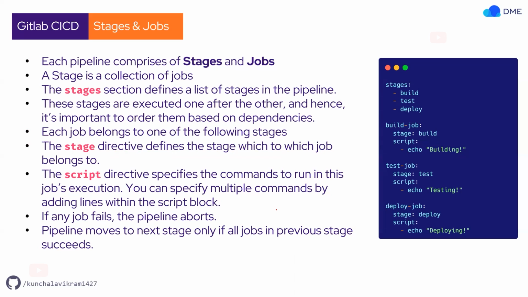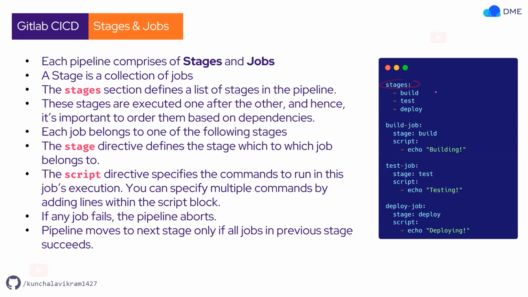So stages and jobs, as we already know, you can have multiple stages and multiple jobs. A job should belong to one of the stages. You can have multiple jobs per stage. All the stages will be executed sequentially, but jobs inside them will execute in parallel.